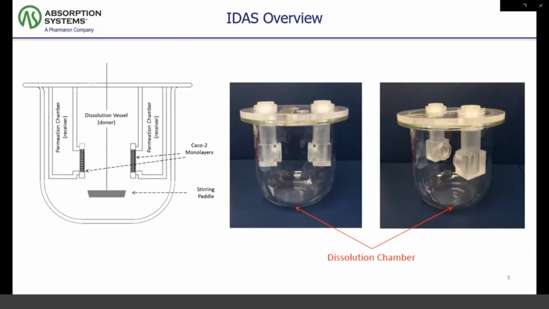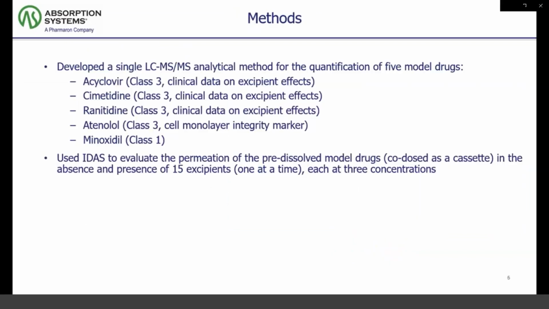Dissolution of a drug product can be monitored by measuring the amount of dissolved API in a dissolution vessel over time, filtering the samples to remove undissolved API. And permeation across the Caco-2 cell monolayers is assessed simultaneously by measuring its rate of appearance in the permeation chambers.